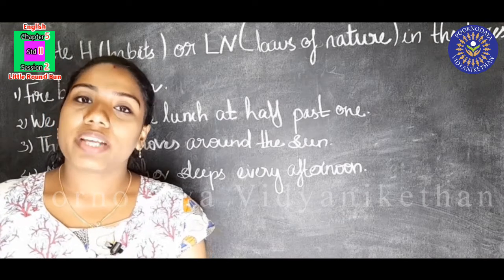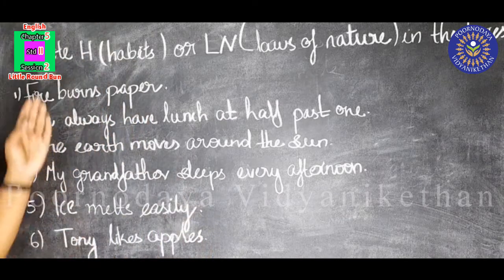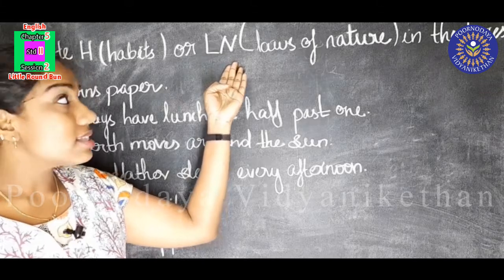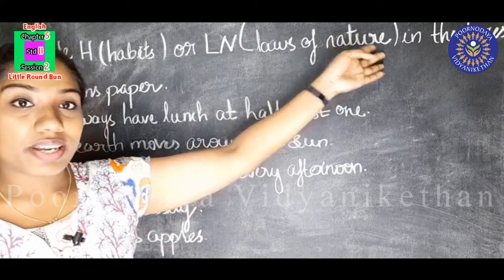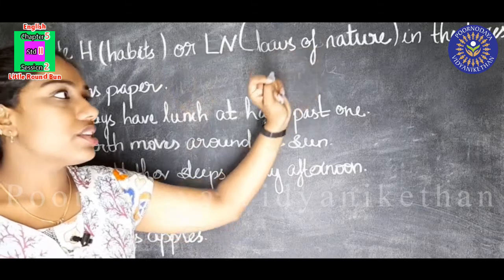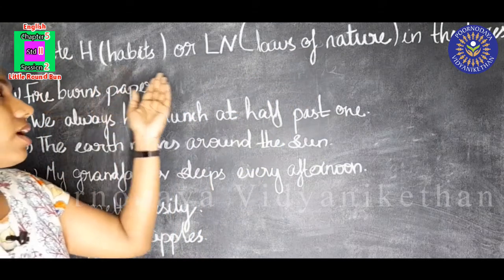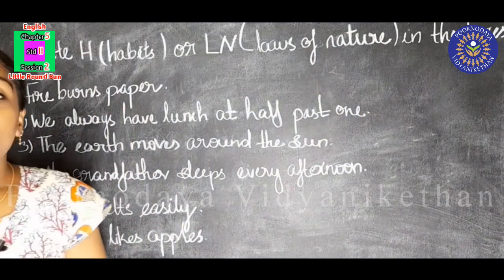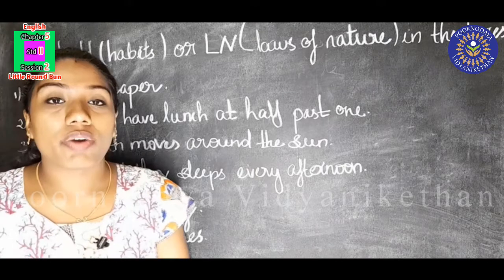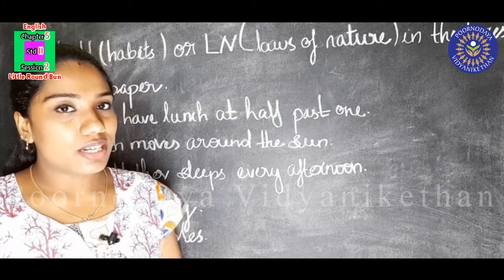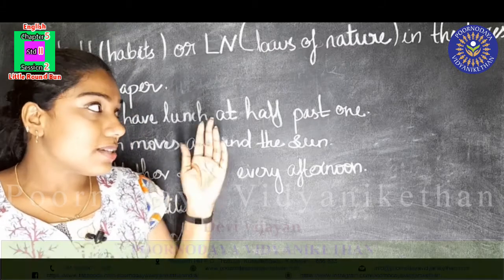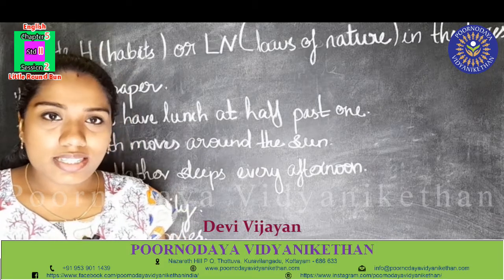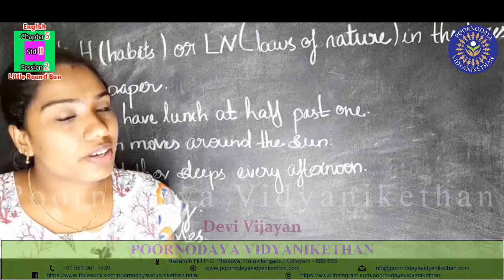Now, we are going to do an activity. See this, children. Write H. H means habits, or LN. LN means laws of nature. So we have learned habits and laws of nature. So write habits or laws of nature in the boxes. Some sentences are given here. We have to read them and identify whether it is a habit or a law of nature.